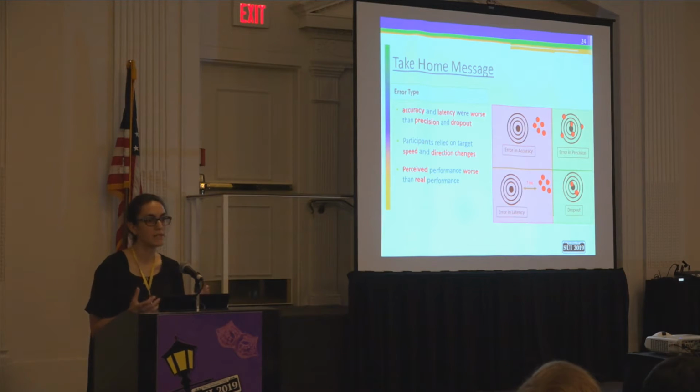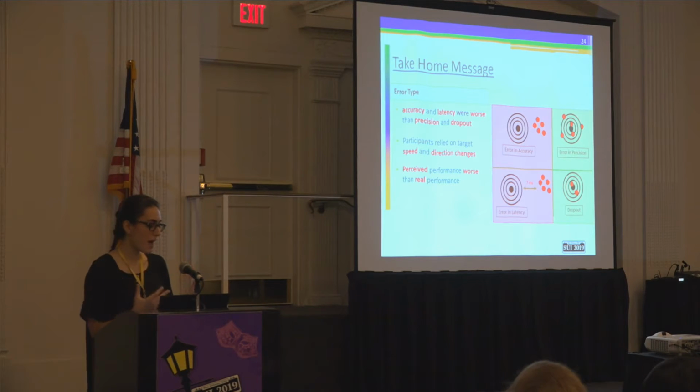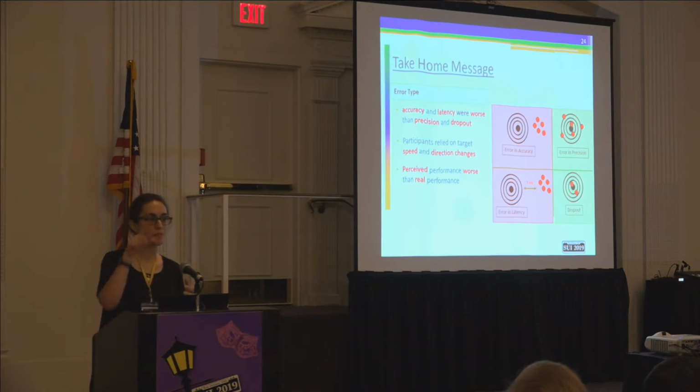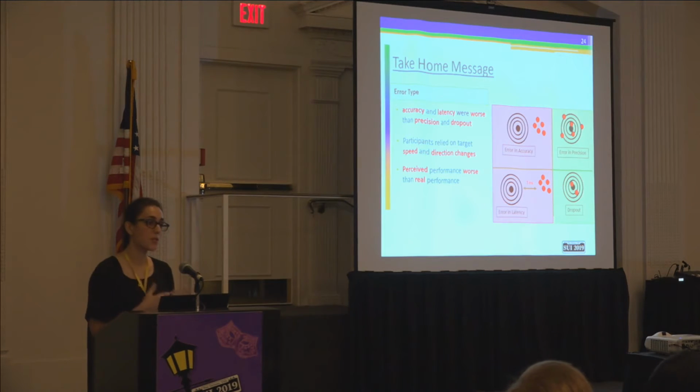Also, when we were qualitatively talking to our participants, we noticed that since in our task the targets were dynamic, so they were moving back and forth with different speeds, participants very much relied on trying to match the gaze speed and the target speed when the error levels were high. And also, they looked at the direction changes of a target to try to identify who the target can be. Another interesting thing was that, similar to past research, participants perceived their performance to be much worse, even though they actually performed very well.